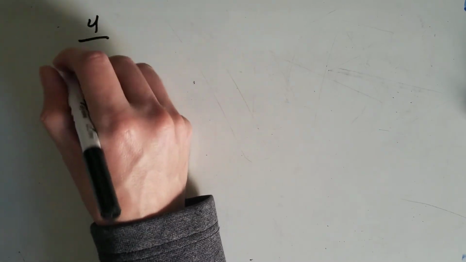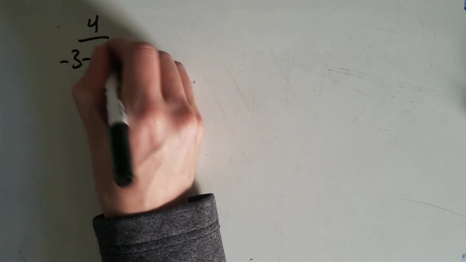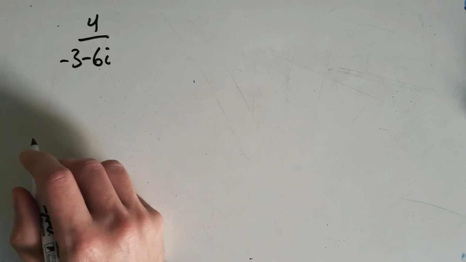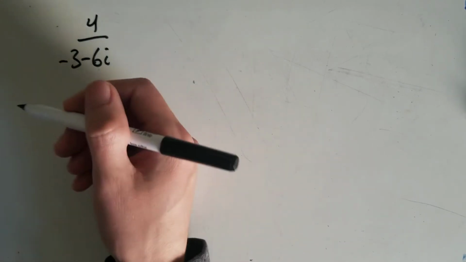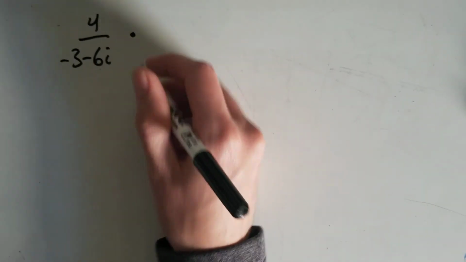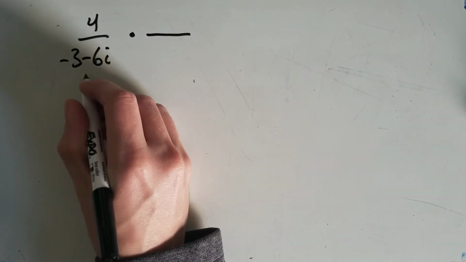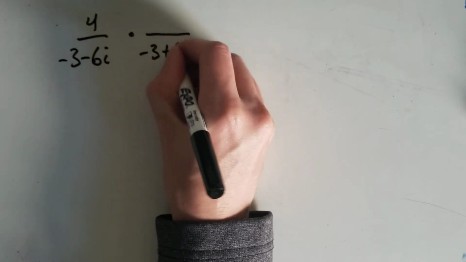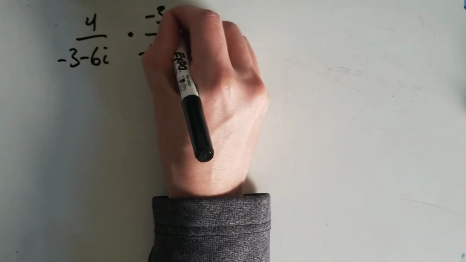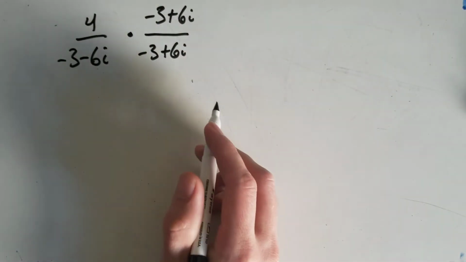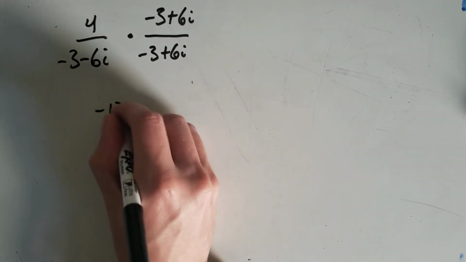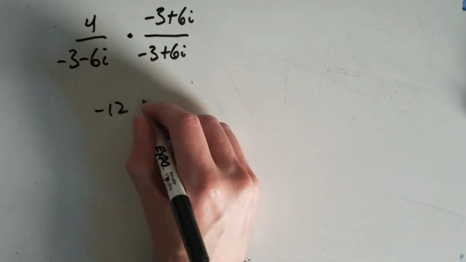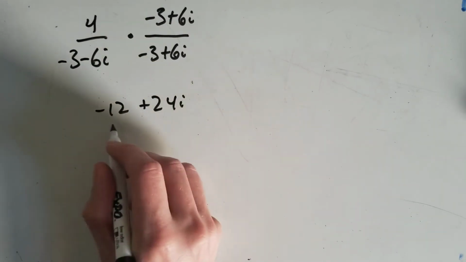So our first one we want to look at, we have 4 over -3 minus 6i. So in order to get this in the right form, in order to get the complex in the numerator here, we're going to multiply everything by the conjugate of our denominator. So -3 plus 6i. -3 plus 6i. Then if we're doing the top, 4 times -3 is -12. 4 times 6 is plus 24i.